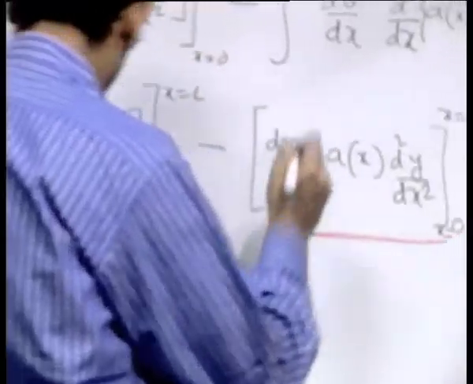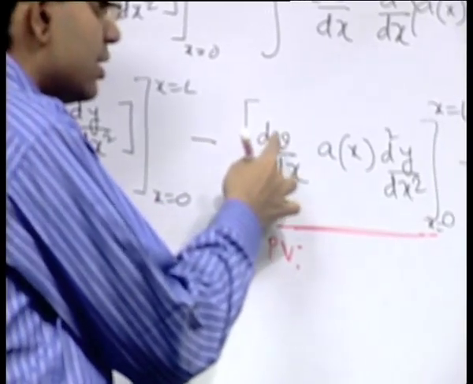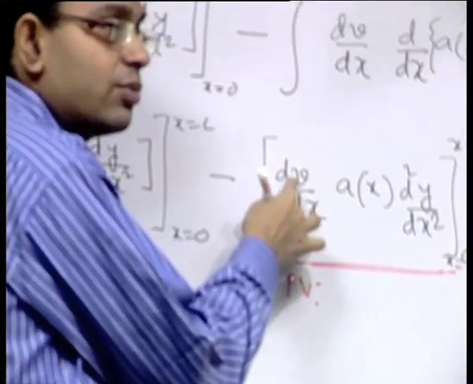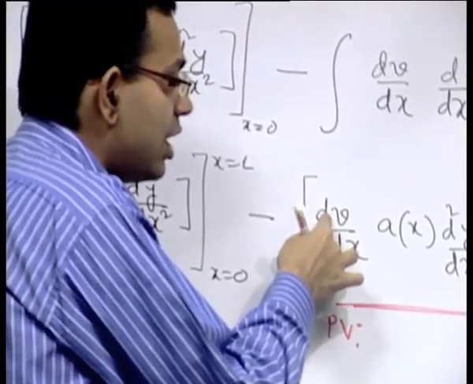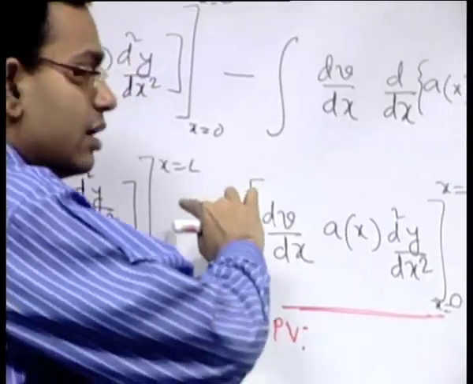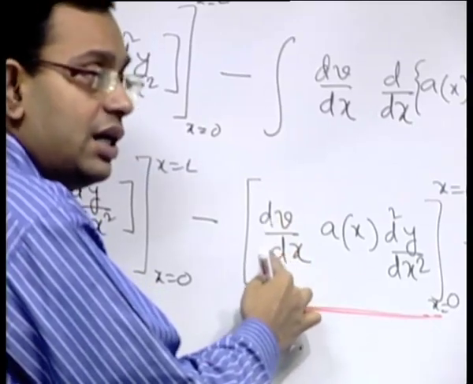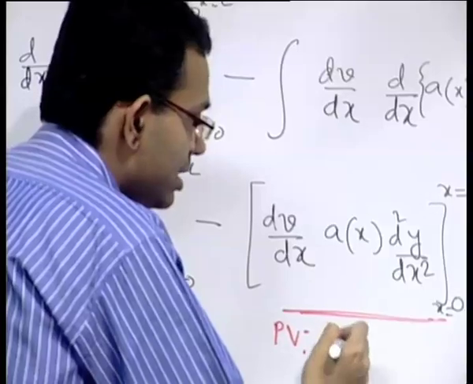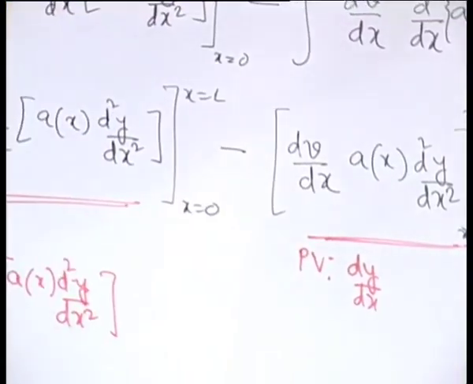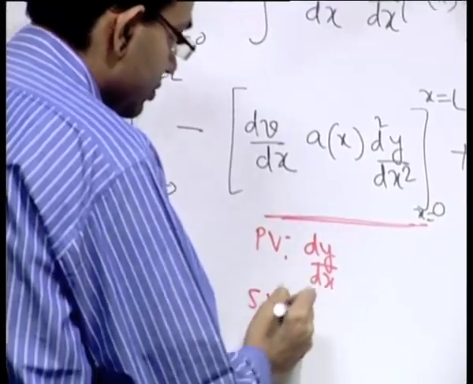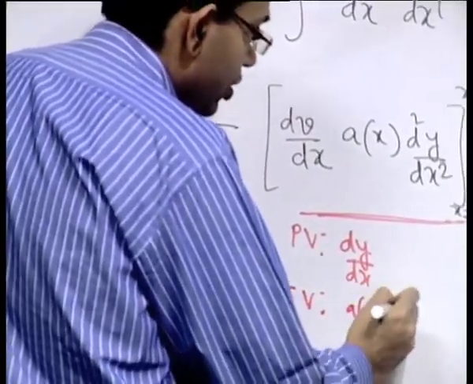There is also another boundary term, this one. So, here what is the primary variable? dy dx, because the variation is taken, v is what, delta y. So, it is delta of dy dx, okay, because v is delta y and d and delta are exchangeable. So, primary variable is dy dx. Secondary variable, a d2y dx2.